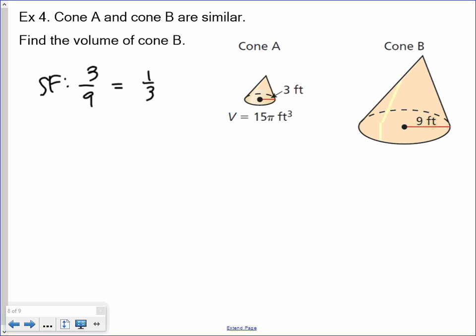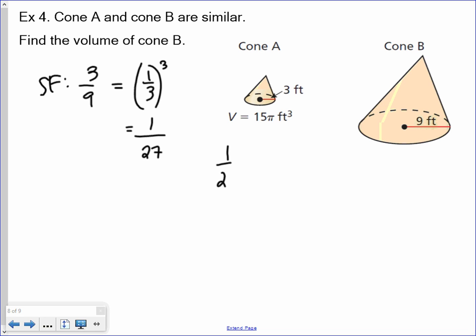1/3. Okay, that is not the comparison or the relationship between those volumes, though. So you cannot take 15 pi and multiply by 3. Which is what a lot of people are doing. That won't work here. You have to cube your fraction first, which is 1 over 3 cubed is 27, and now you can set up your proportion. I cubed 1 over 3.